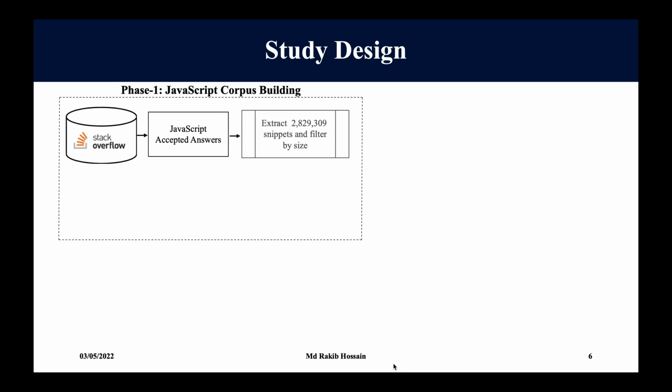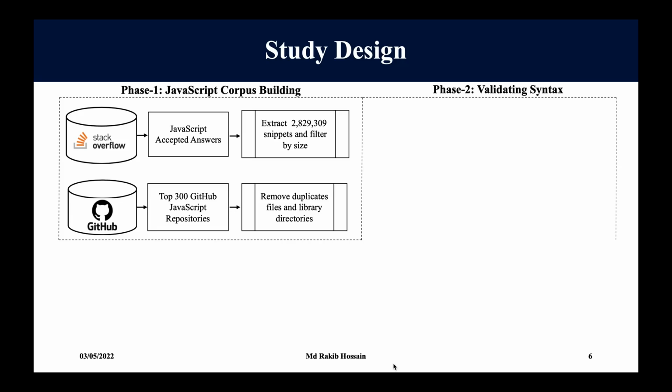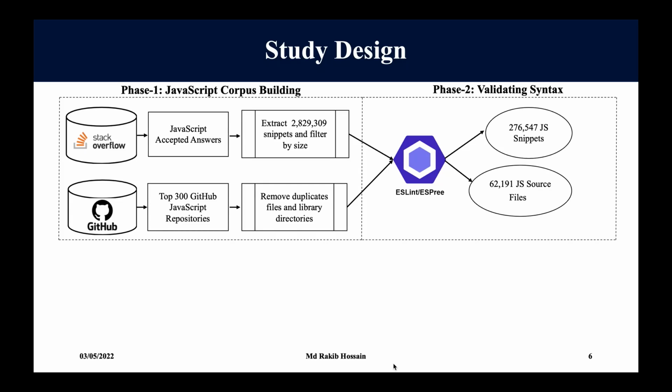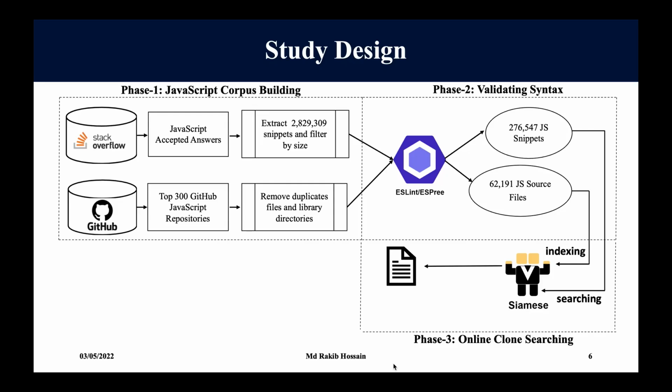First, we collected all JavaScript accepted answers from Stack Overflow and we crawled the top 300 GitHub repositories that are JavaScript. Next, in the second phase, we filter them, remove all the duplicates, and validate their syntax. In the third phase, we used Siamese to index the GitHub source files and query the Stack Overflow snippets in that index. Siamese provides us the clone search report.